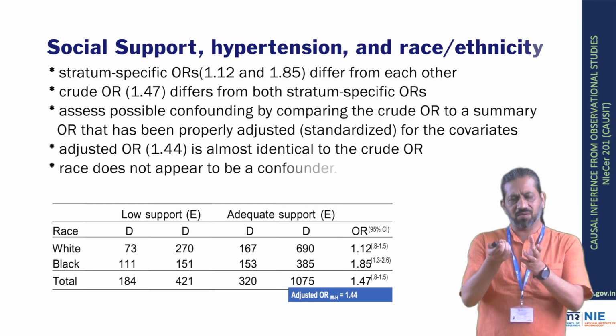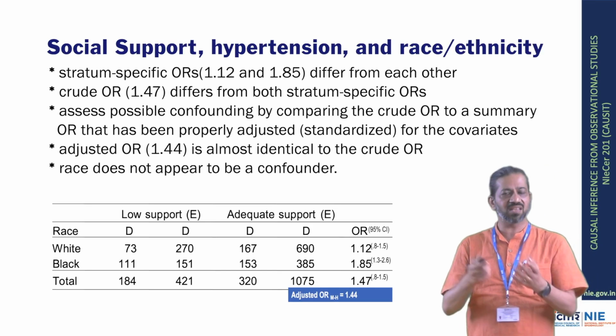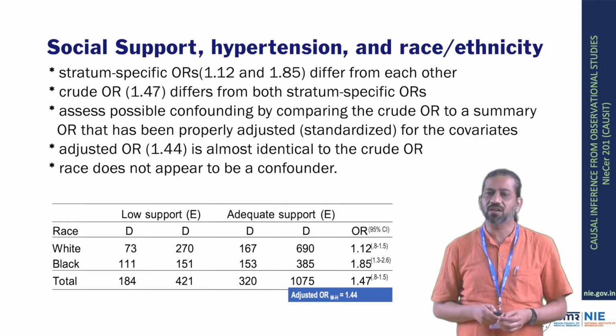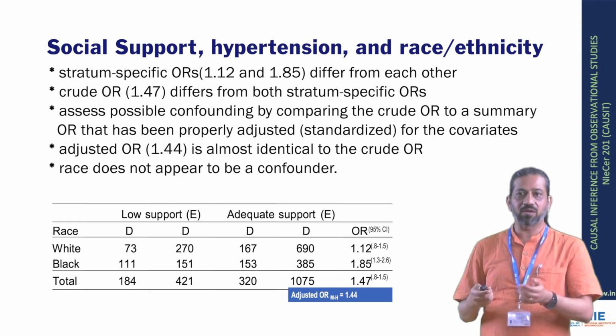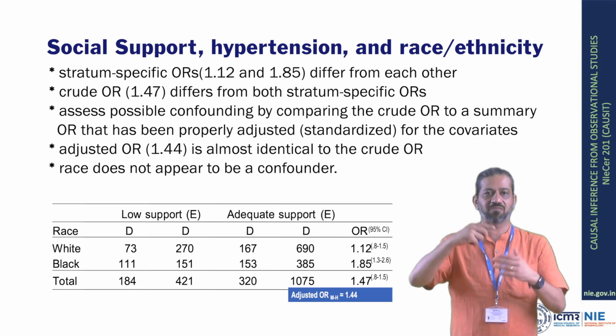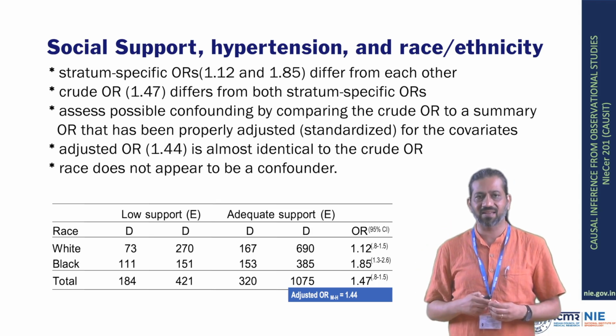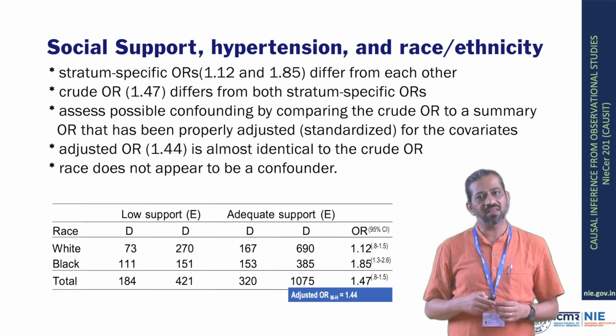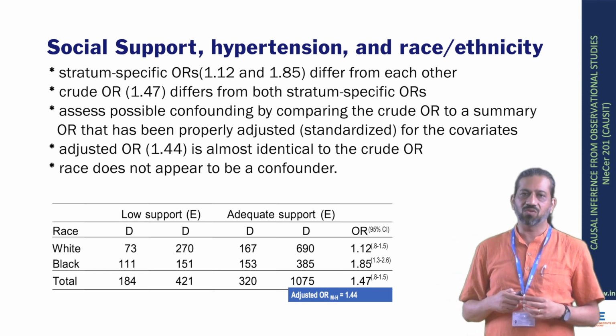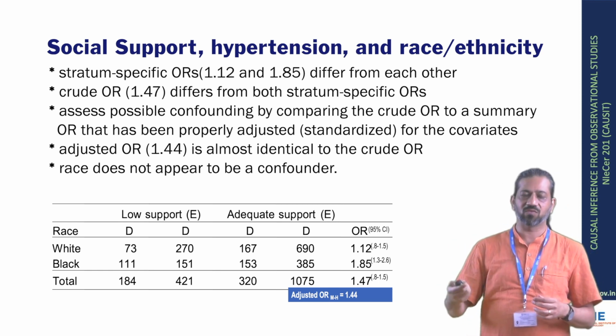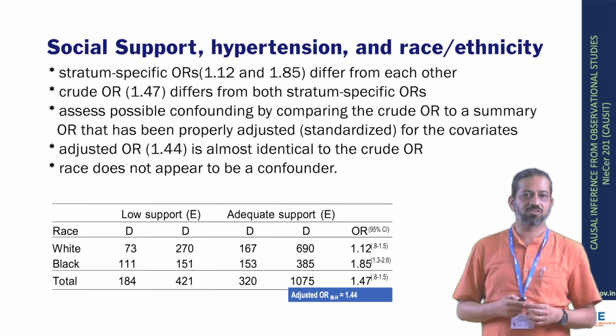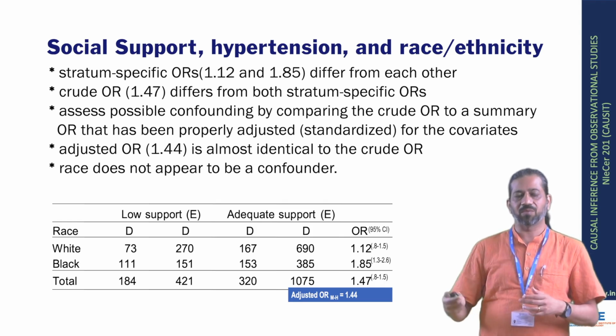So here, for the analytical cross-sectional study, they estimated the odds ratio. The crude odds ratio was 1.47. They stratified based on race, which is black and white. And here you can see that the stratified odds ratio for the whites is 1.12 and the stratified odds ratio for the blacks is 1.85.